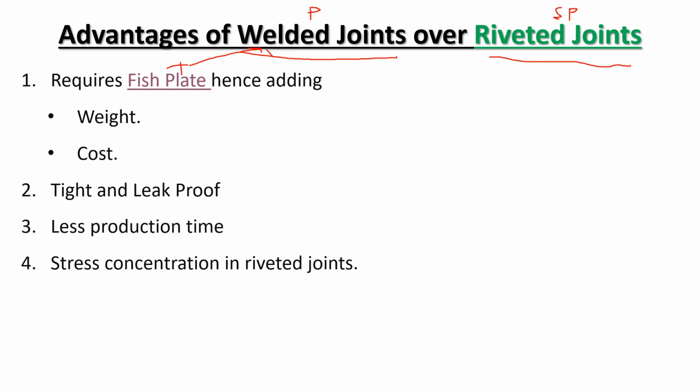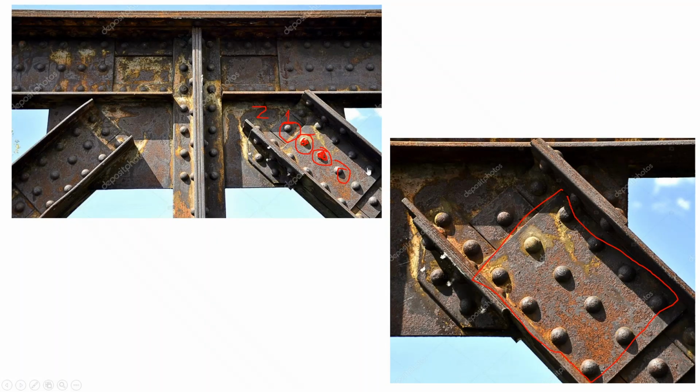Now the fourth advantage of the welded joint is that stress concentration in the riveted joints is very high. This is a major disadvantage in case of riveted joint, and it is a major advantage in case of welded joint. Again, I'll refer to this figure. You can see that in order to rivet at all these points, you have to first of all drill the hole. Now because of this hole, there will be stress concentration at every point where you are going to drill the hole, in the vicinity of that hole. Because of that stress concentration, the strength of the structure is going to decrease.